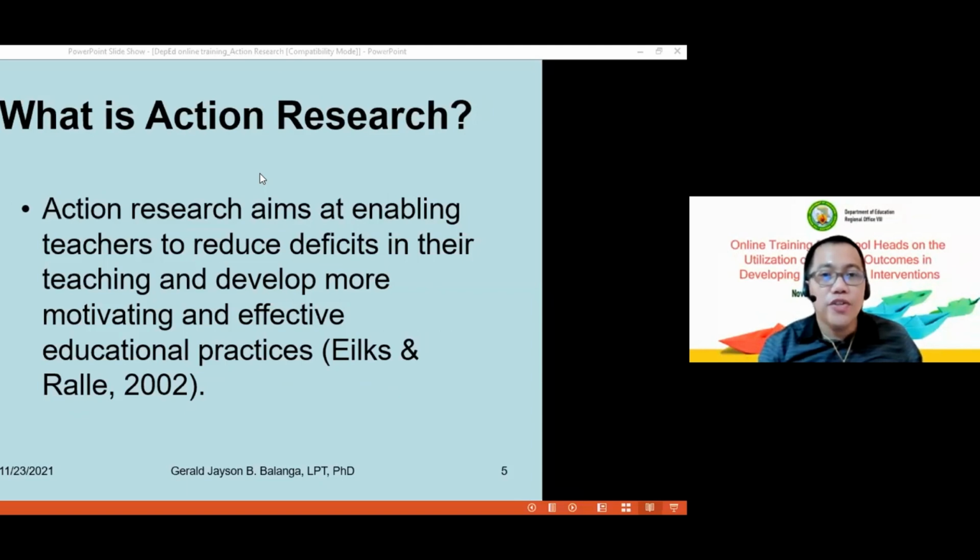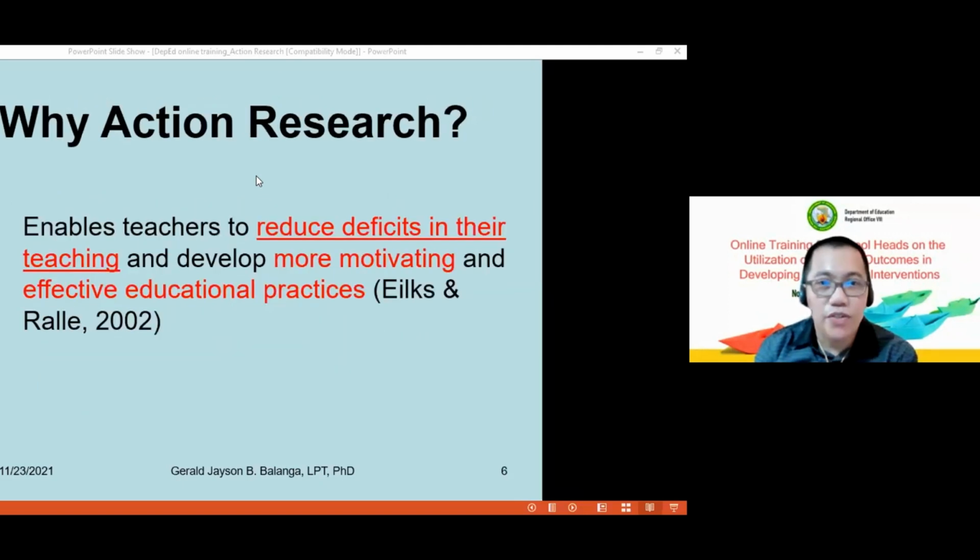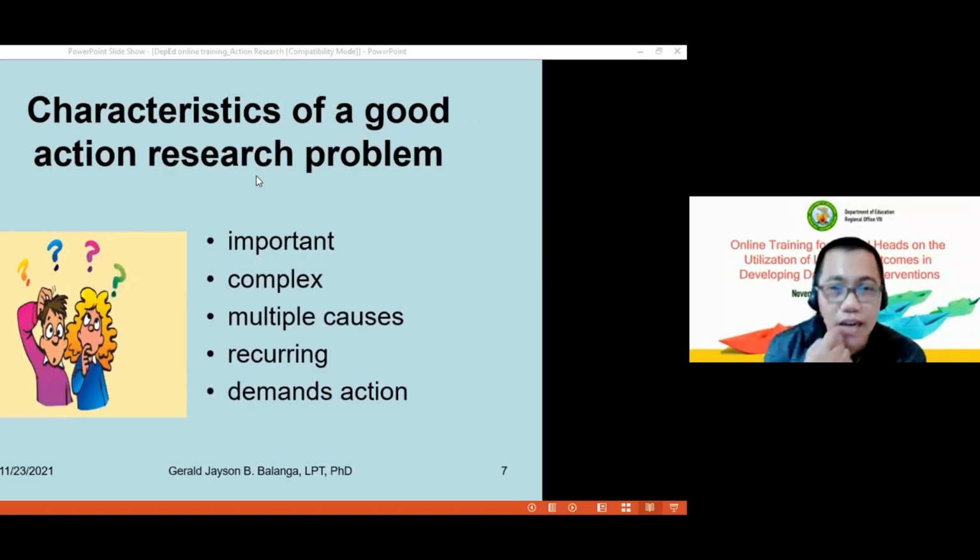Okay, action research aims to reduce deficits in teaching. Correct. That's basically one of the purposes of action research. Of course, to develop more motivating and effective educational practices. So what are the characteristics of a good action research problem? It should be important. So absenteeism, tardiness, these are important issues. They really need attention and should be considered as potential problems for an action research.